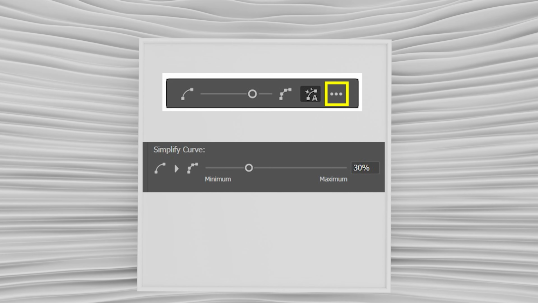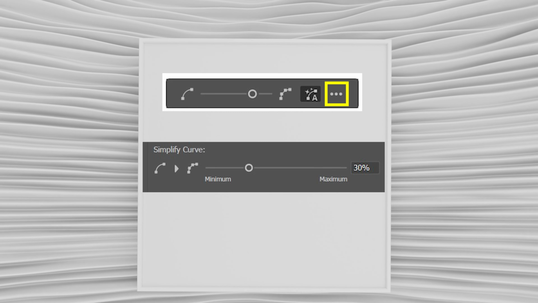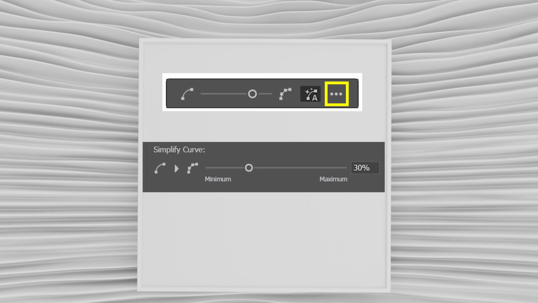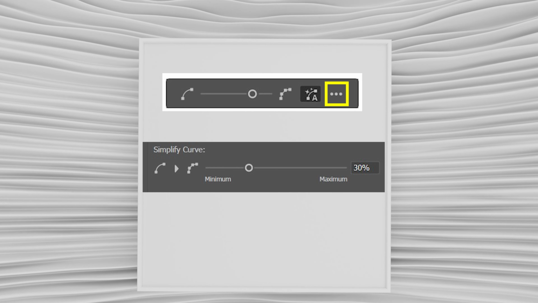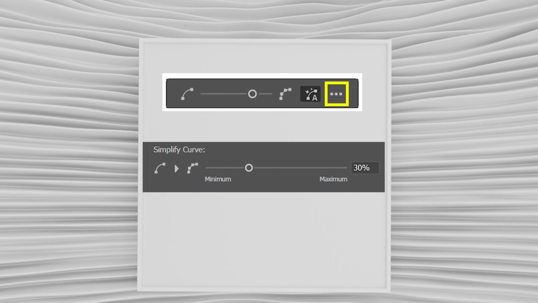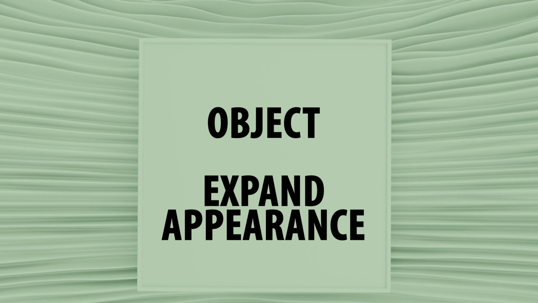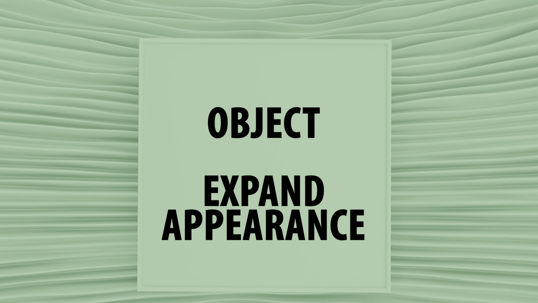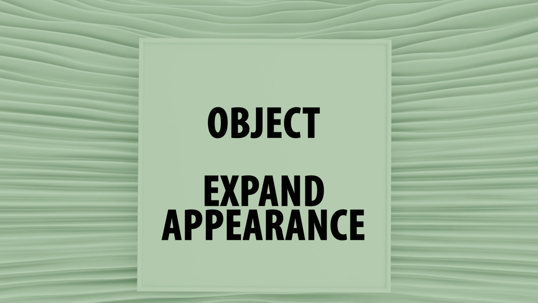In the window, lower the curve precision to about 30%. Once curve precision is about 30, click OK. Go to the Object menu and select Expand Appearance.